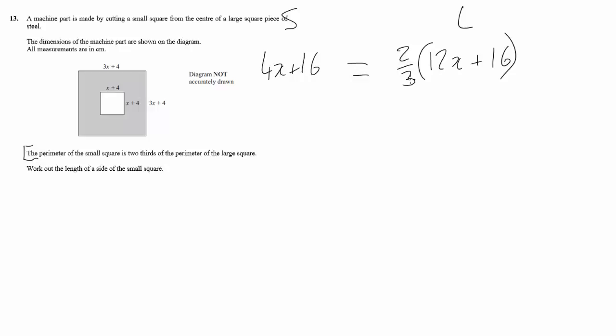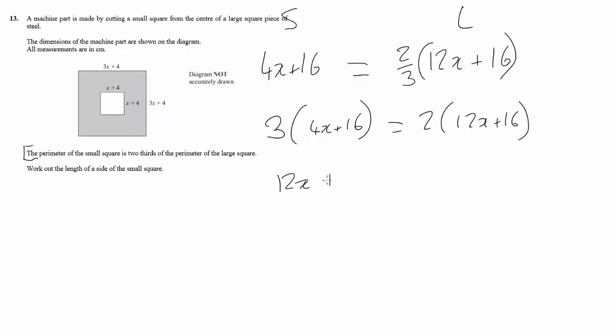What I'm actually going to do is I'm going to multiply this side by 3, which will get me 3 lots of 4x plus 16 equals 2 lots of 12x plus 16, because I like to keep things in whole numbers. So that gives me 12x plus 48 is 24x plus 32.